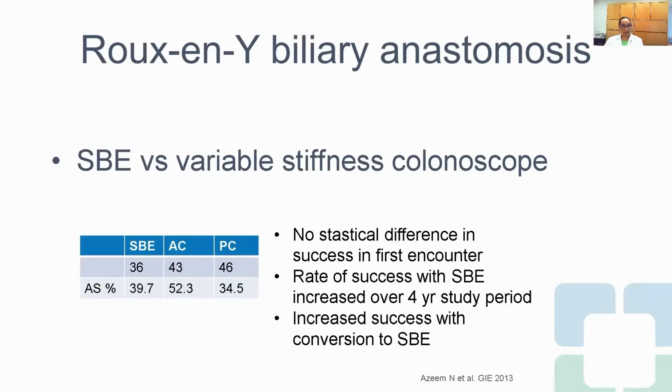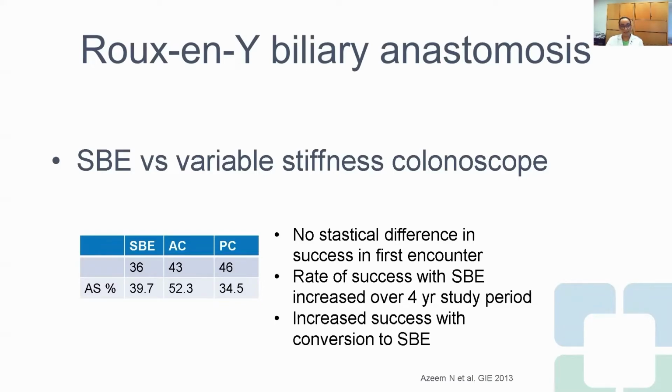What about single balloon endoscopy in the Roux-en-Y anastomosis in liver transplant? Again, not a significant amount of data. This is a study which looked at single balloon versus variable stiffness colonoscope. Even though they did not find any statistical difference in the success rate for the first encounter, the study authors noted that the success rate of single balloon increased over the 4 years of the study period. And for those patients who failed with the adult or pediatric colonoscope, the endoscopists were able to achieve clinical and technical success with conversion to single balloon endoscopy.